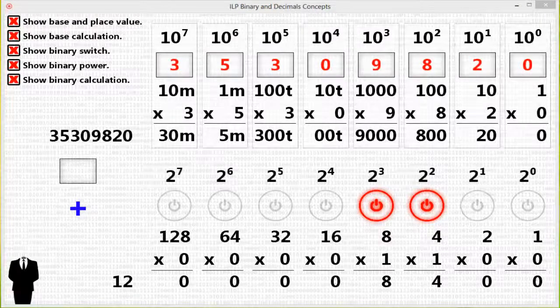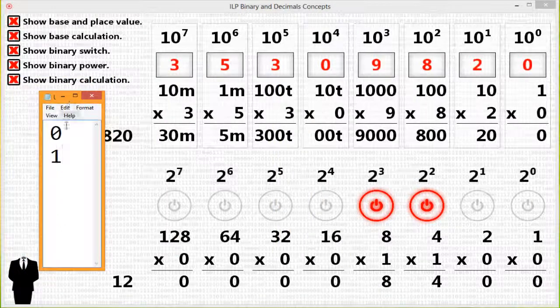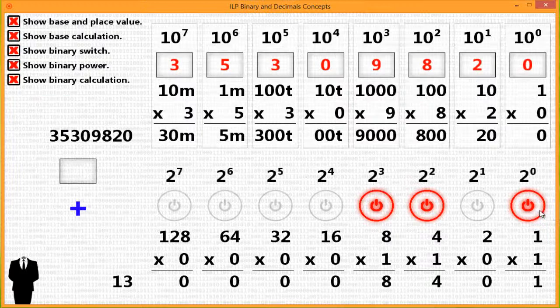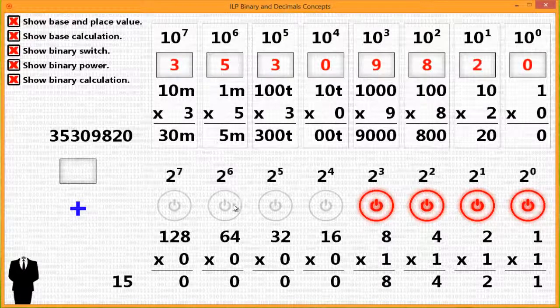12. Let's review the binary system. In such a system, there are only 2 symbols, 0 and 1. So the base of a binary system is 2. And each power represents a place value. And because it is in the base of 2, each time you increase its place or position, you are doubling the value. So 2 to the 0 power is 1. 2 to the 1, you times it by 2, is 2. And you increase it 4, 8, 16, 32, 64, 128.